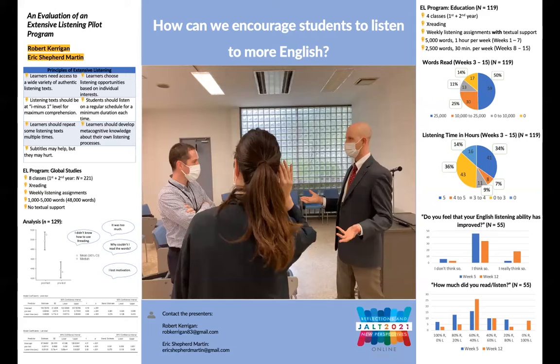Okay, so the next point is that the materials should be within the i-1 level for students. So essentially that means that there should be no unfamiliar language items. So vocabulary, grammar, and so on. So theoretically, the students should know most to all of the material in the text.